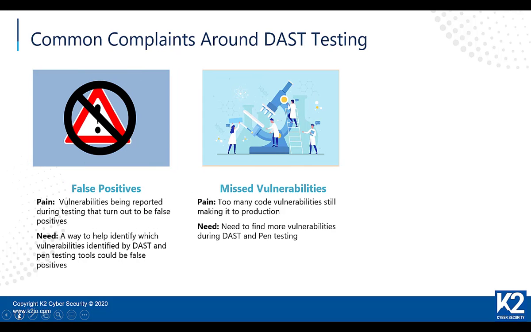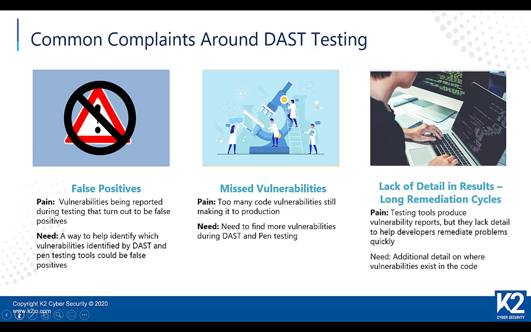The second problem faced is that it's almost guaranteed you have missed vulnerabilities, vulnerabilities that are missed during your testing phase and make it to production. And finally, when you get vulnerabilities reported from your tools, there's a lack of detail on the vulnerabilities, increasing the amount of remediation time needed to correct the problem. Getting more information on the vulnerability, including its location in the code, would greatly reduce the remediation time.